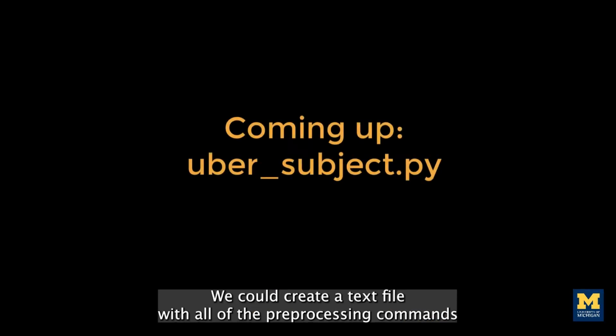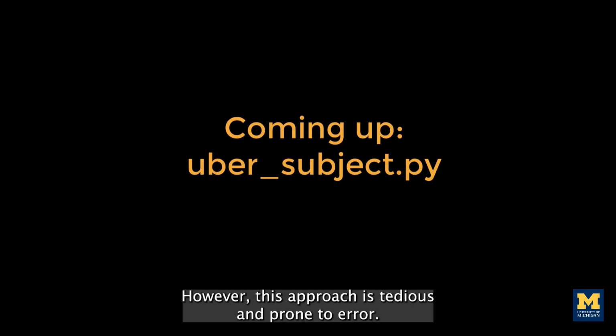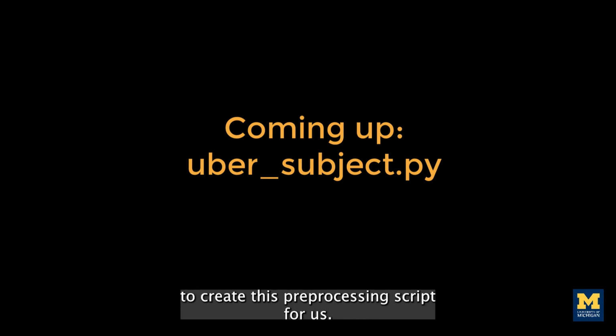We could create a text file with all of the pre-processing commands we would use, such as 3dSkullStrip, and then run them all from the command line. However, this approach is tedious and prone to error. Instead, we'll learn how to use a command called uber_subject.py to create this pre-processing script for us. All that and more in the next video.